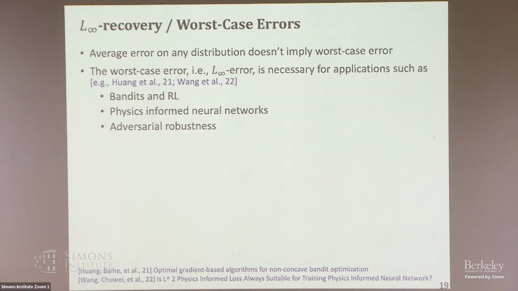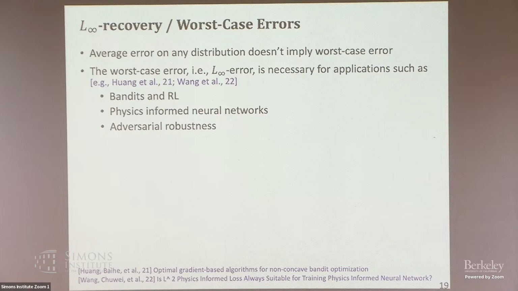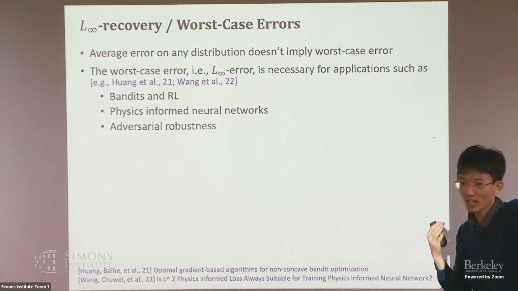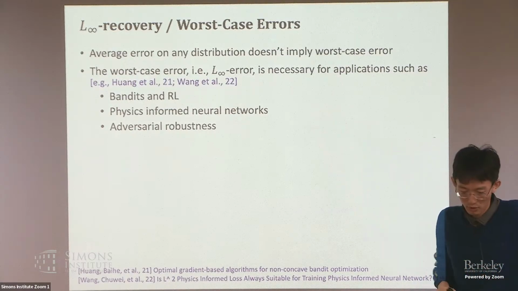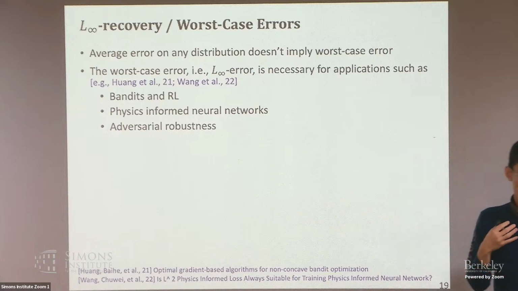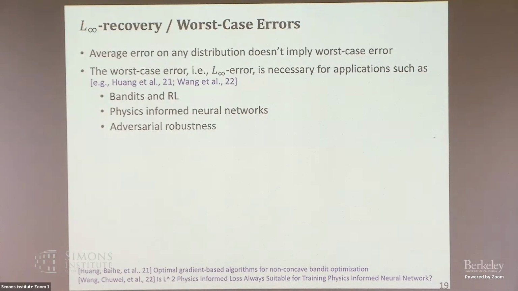So okay, the second part. I'm going to talk about L infinity recovery, or worst case errors. And why do you care about worst case errors? I think this relates to some of my original motivation when I read some of these papers on bandits and RL, every time you involve a network in bandits and RL, and in physics-informed networks, where you do care a lot about L infinity error because you are simulating some physical process or physical equations, and also adversarial robustness. In all these cases you care about L infinity recovery. Also I don't see any other workaround, at least. So it sounds like you just have to care about L infinity recovery.